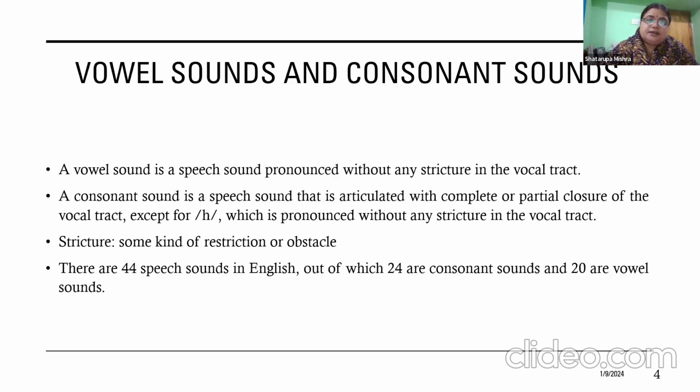And what is a consonant sound? A consonant sound is a speech sound that is articulated with complete closure or partial closure of the vocal tract. So there is closure. The closure may be complete or it may be partial, but there is closure in the vocal tract for a consonant sound. The only exception is the ha sound, which we denote with the symbol h. That sound is produced without any stricture, without any obstacle, and it is still a consonant sound. But all other consonant sounds are produced with complete or partial closure in the vocal tract.